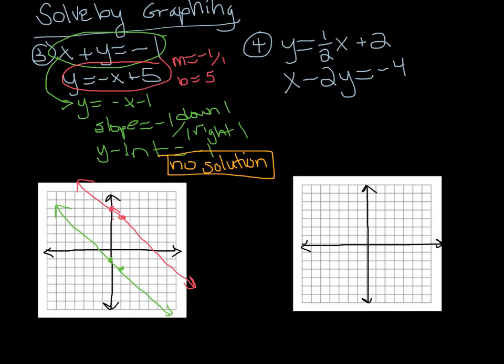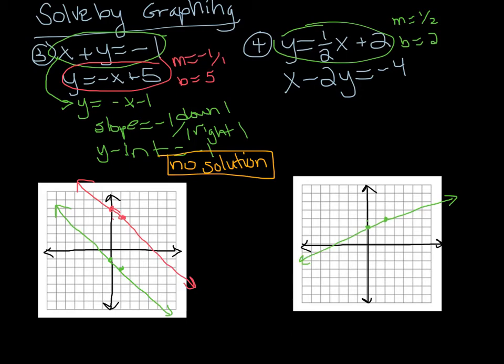Now, our second type of graph is going to also be a special case. However, it's a different type of special case. So for this one, my first equation is pretty nice. It's already solved for y. I have a slope of positive 1 over 2. And I have a y-intercept of 2, so I'm going to go ahead, go up to 2 on my y-axis, go up 1, right 2, and then draw a line through those 2 points.